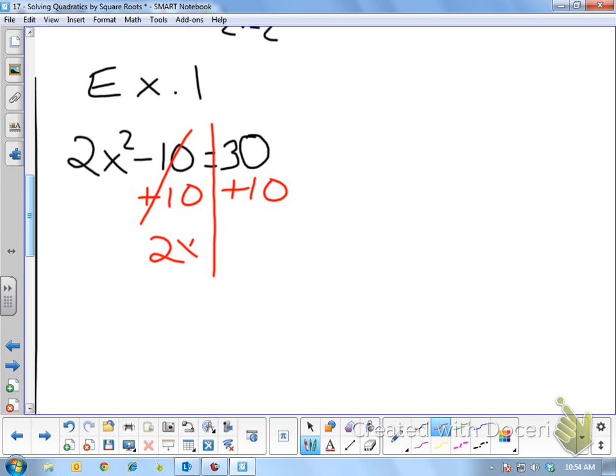So we have 2x squared still on the left. That just got brought down. We add on the other side. 30 plus 10 is 40. Still need to keep going though. How do I get rid of the 2 in front? Divide. Okay, I heard mostly divide, but I heard a few others. It is divide because this is 2 times x squared. So we have to do the opposite of times, which is divide.